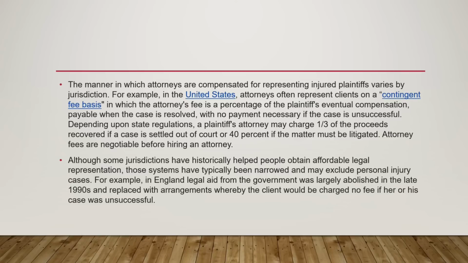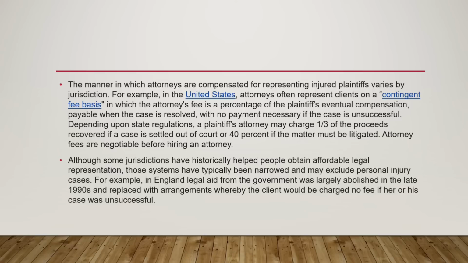The manner in which attorneys are compensated for representing injured plaintiffs varies by jurisdiction. For example, in the United States, attorneys often represent clients on a contingent fee basis, in which the attorney fee is a percentage of the plaintiff's eventual compensation, payable when the case is resolved, with no payment necessary if the case is unsuccessful.